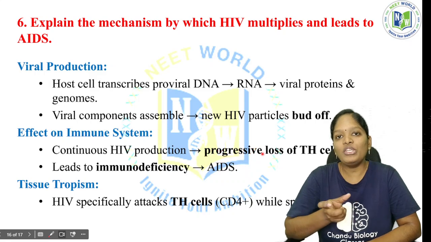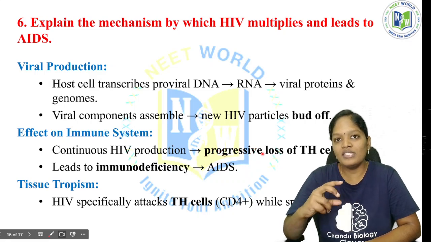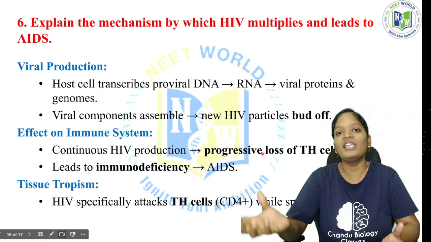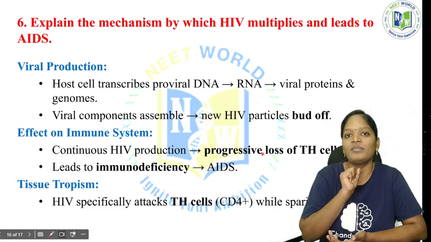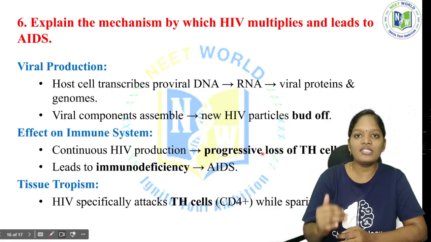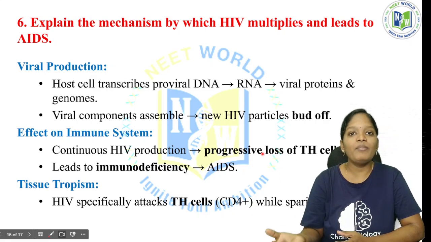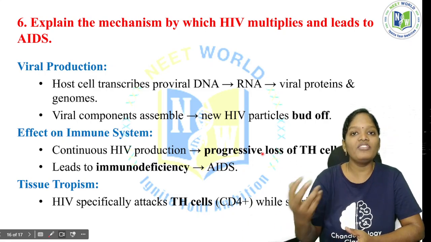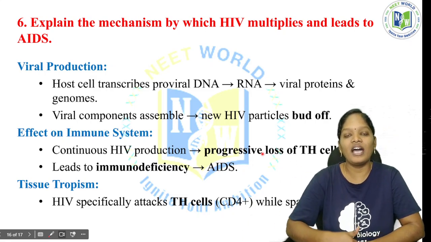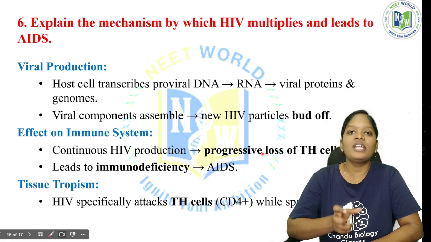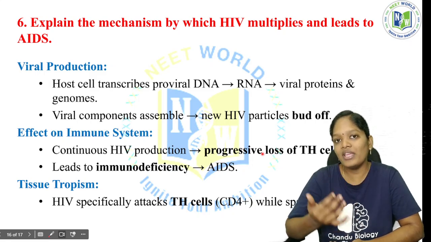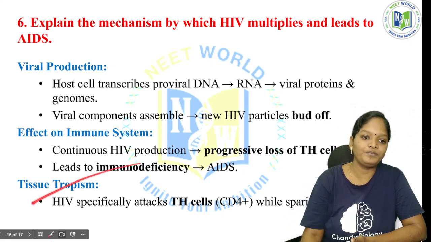Acquired immunodeficiency syndrome is not a disease, it is a syndrome, which means a collection of many symptoms. We call it a syndrome. Once our immune system has been compromised, many bacteria, many viruses, many fungi can easily affect the human body. So that is why we call it acquired immunodeficiency syndrome.